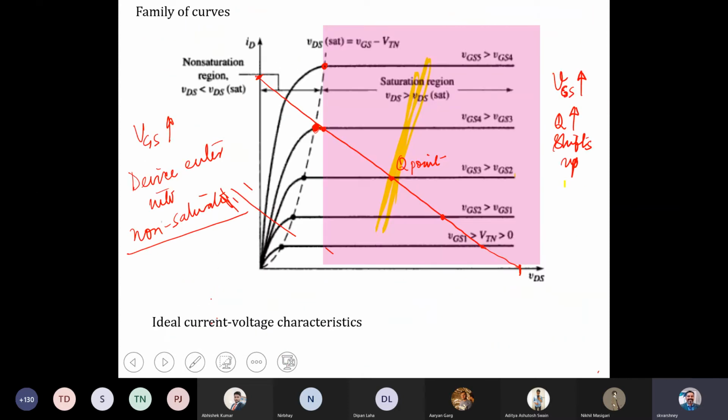Because the Q point moves up as we go for a higher value of gate to source voltage, right? Let's say initially the Q point was in the saturation region, but somehow we increase the gate to source voltage, it moves up and reaches this point. If it goes slightly up, it is going to the non-saturation region. So one has to be very careful while designing. Most applications based on this transistor, basically for amplification purposes, require the device to be biased in the saturation region.